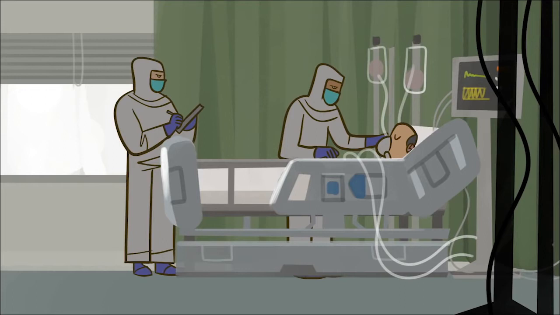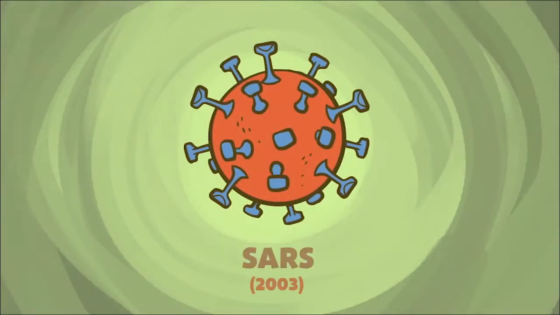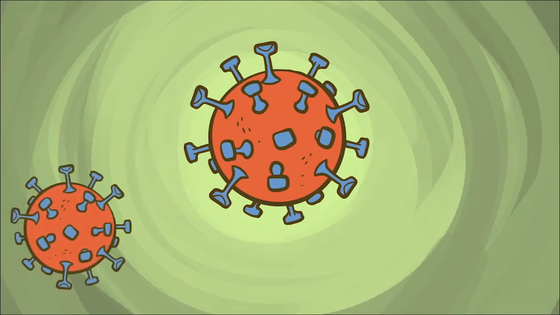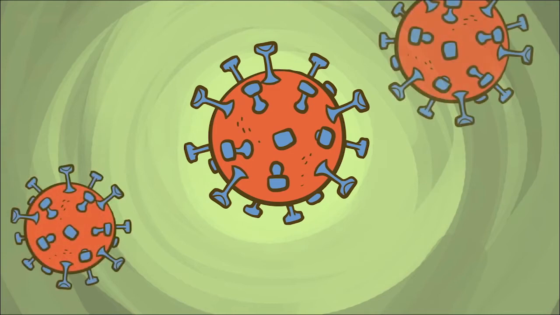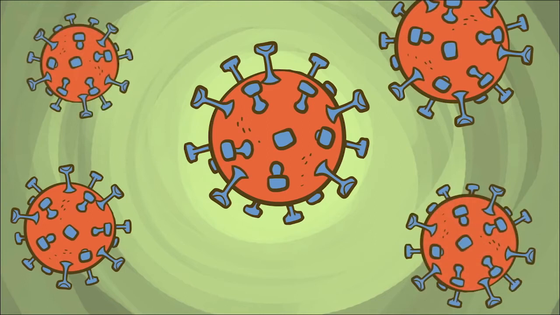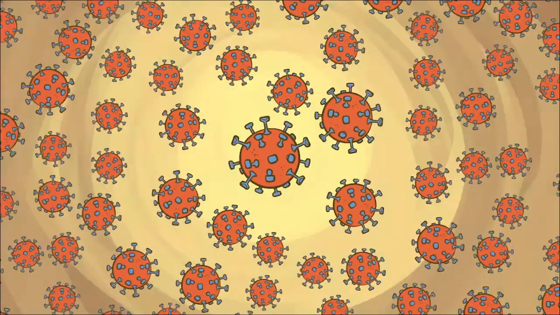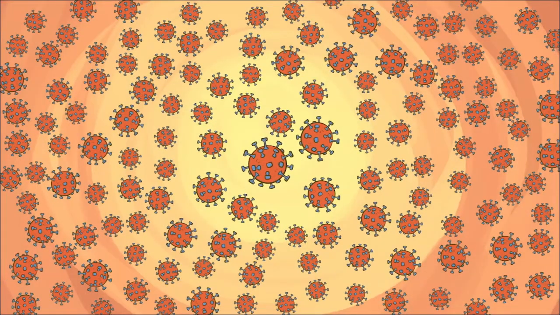What are coronaviruses? Coronaviruses are a group of viruses covered in little protein spikes that look like a crown. Actually, the word corona means crown in Latin. There are hundreds of known coronaviruses. However, thankfully, not all of them can infect humans.